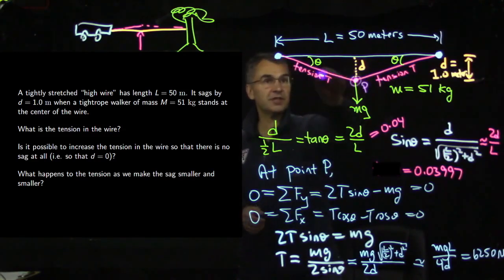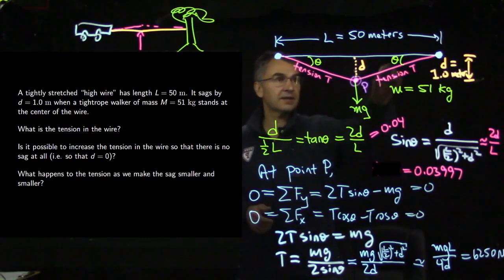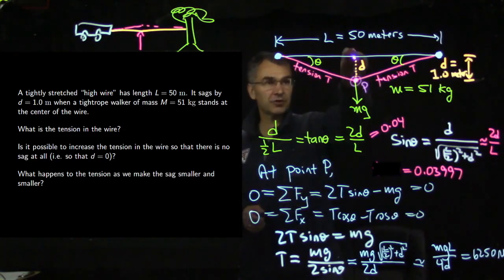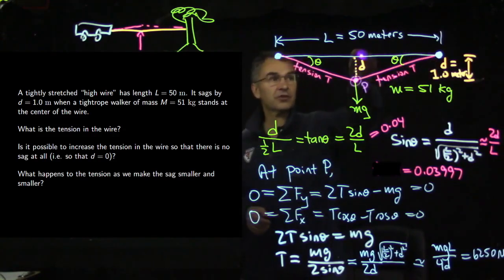So that gave us 2T sine theta up and it gave us mg down. And then instead of theta being given, we were told this vertical displacement. So you know this vertical displacement divided by this horizontal distance, which is halfway across, must be the tangent of this angle. And then we did another tricky thing.